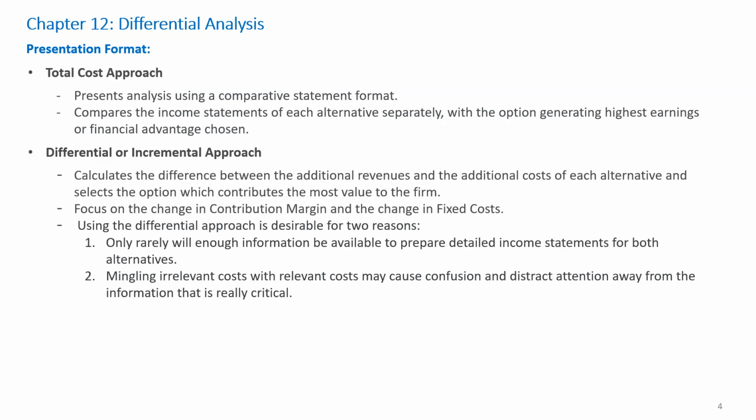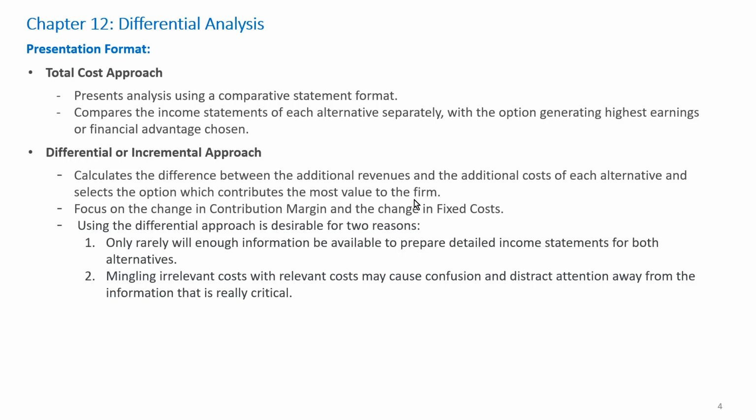When analyzing alternatives, managers must choose between using a total cost or differential cost approach. The total cost approach is also called the comparative statement approach because it compares the income statements of each alternative separately. The option generating the highest earnings or financial advantage is chosen. The differential or incremental approach calculates the difference between the additional revenues and the additional costs of each alternative and selects the option which contributes the most value to the firm.